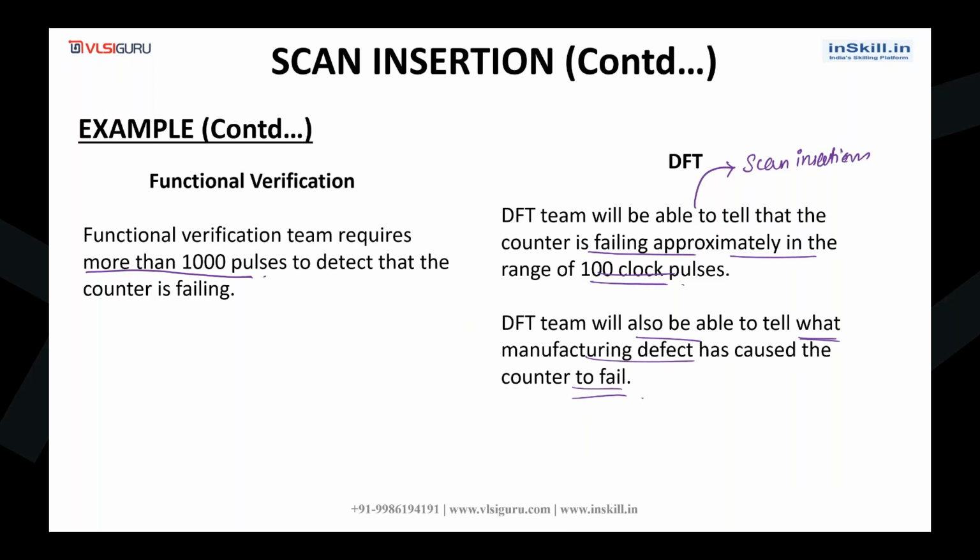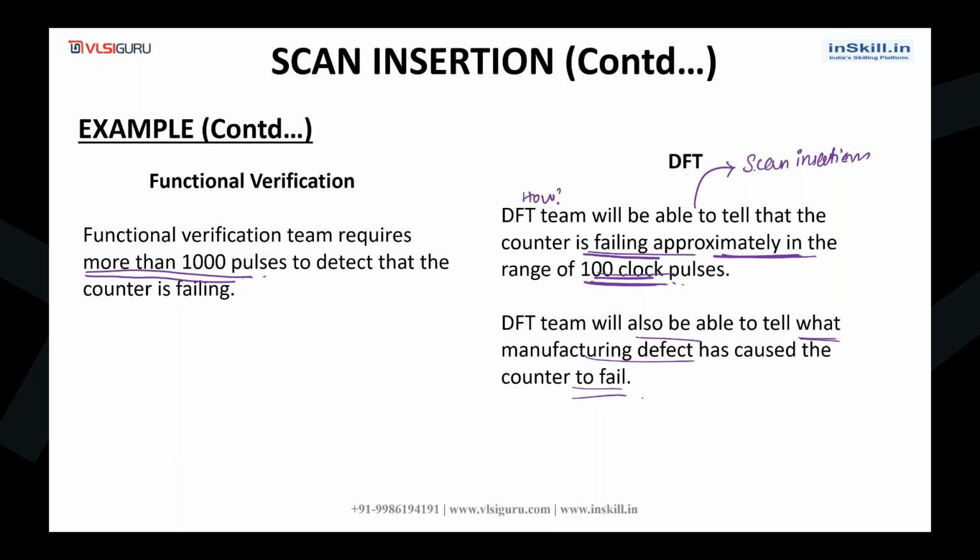These are the same points we discussed in the previous slide. Before the break, while understanding the differences between the functional verification team and the DFT team, we took up this example. We saw that the functional verification team requires more than 1000 clock pulses to tell that the counter is failing, whereas DFT engineers will be able to tell approximately in the range of 100 clock pulses. How are they able to tell in such a significantly smaller number of clock cycles as compared to the functional verification team?